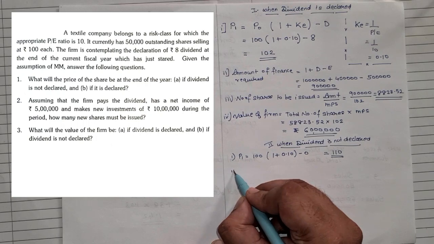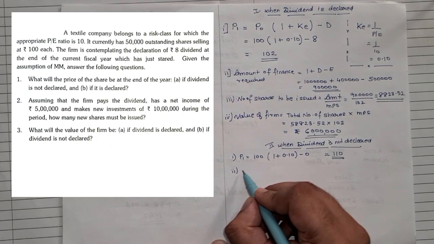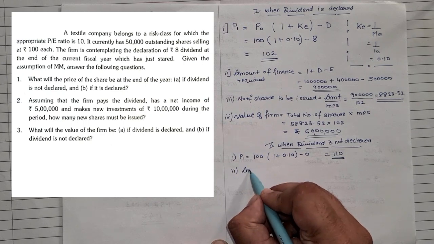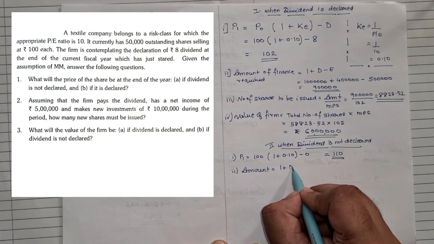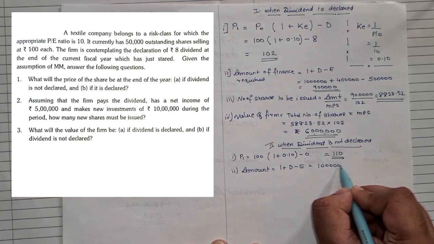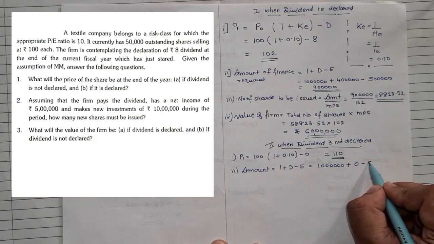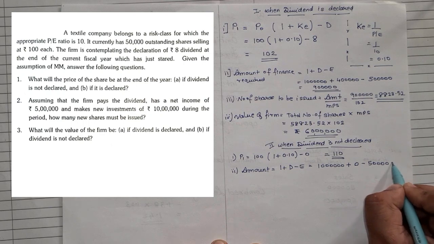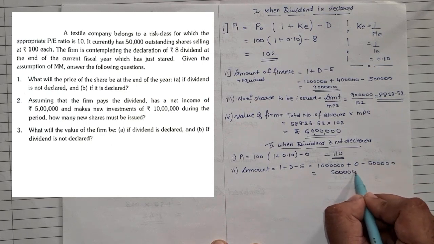Secondly, now we need to find the number of shares. For that we will have to first find the amount required. Now the formula is very simple: investment plus dividend minus earning. Investment was 10 lakhs, dividend is 0 and earning is 5 lakhs. So when you subtract it, you will get amount required as 5 lakhs.